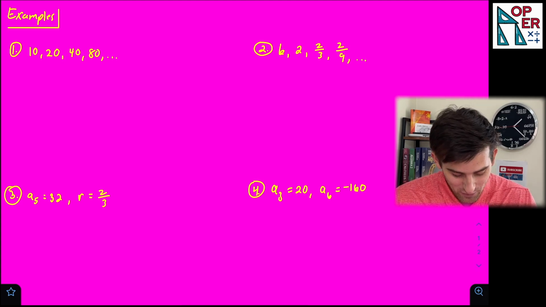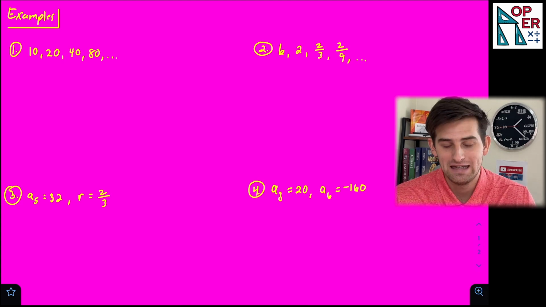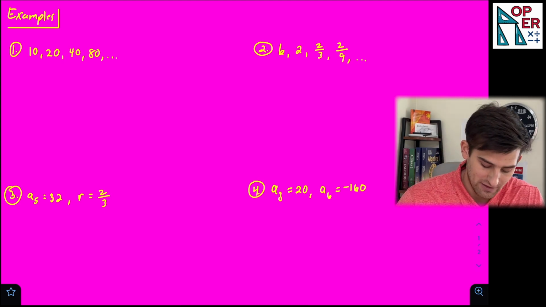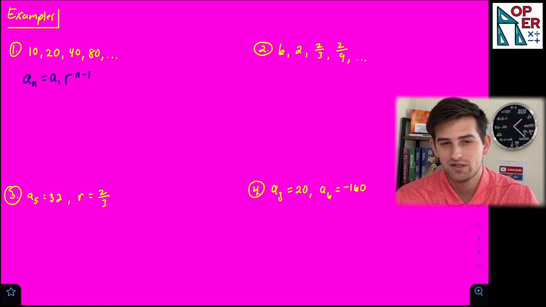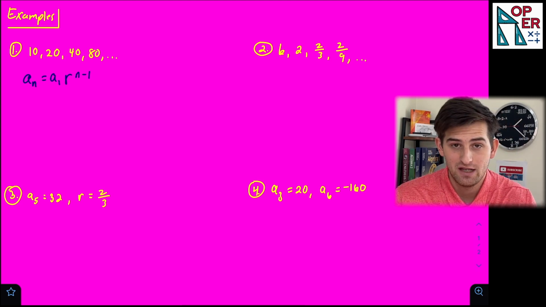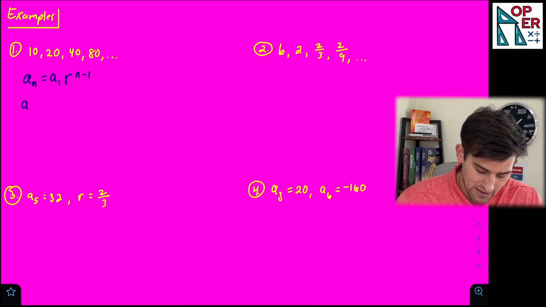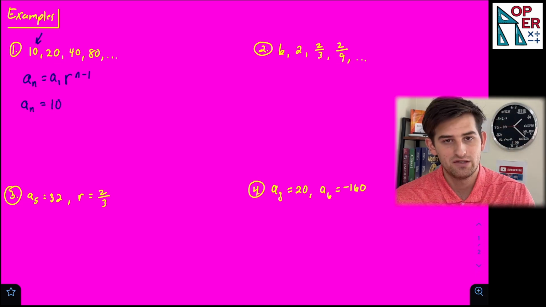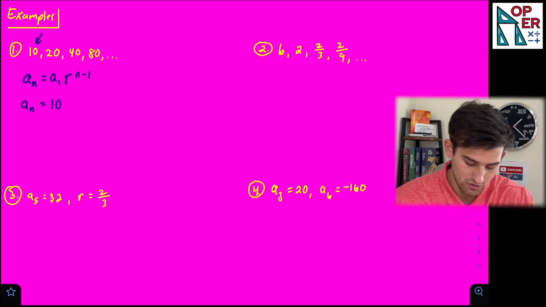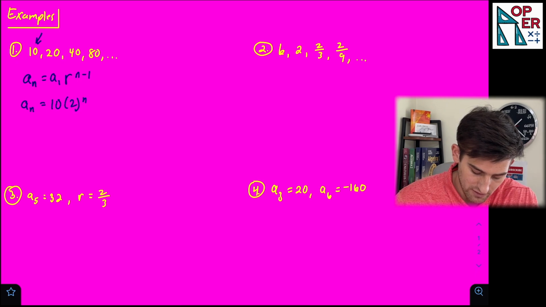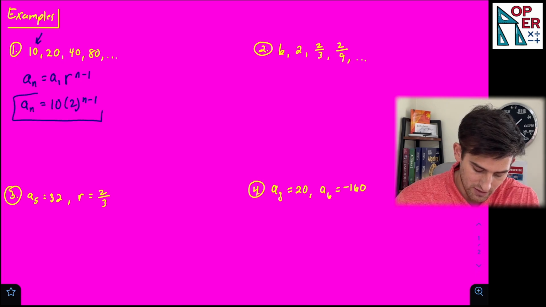All right, number 1, we have 10, 20, 40, and 80. So the first thing we want to do is just write down our equation. So a sub n equals a sub 1 times r to the n minus 1. And essentially, we just need to identify what the first term is and what we are multiplying by to get to our next term. So obviously, our first term here would be 10. So we're going to plug in a 10 right there. And notice that we are multiplying by 2 to get to our next term. So we're going to plug in a 2 right there and raise it to the n minus 1.